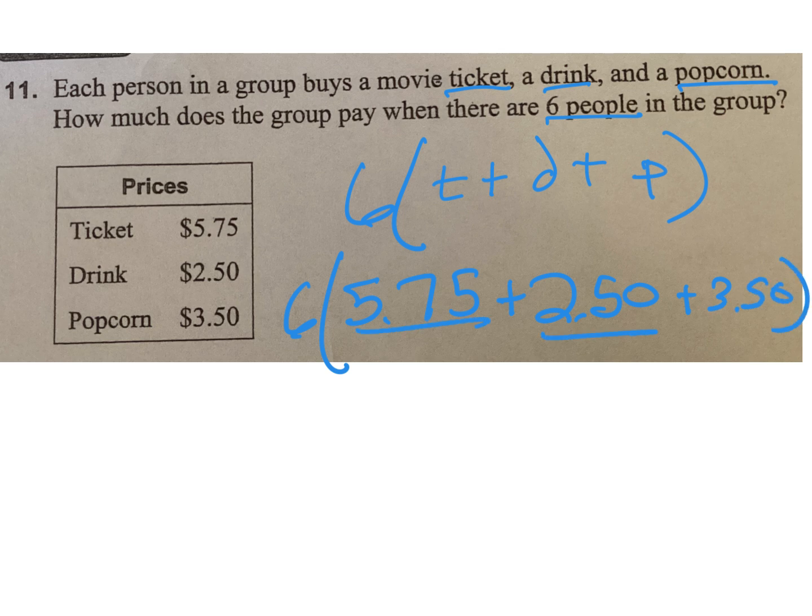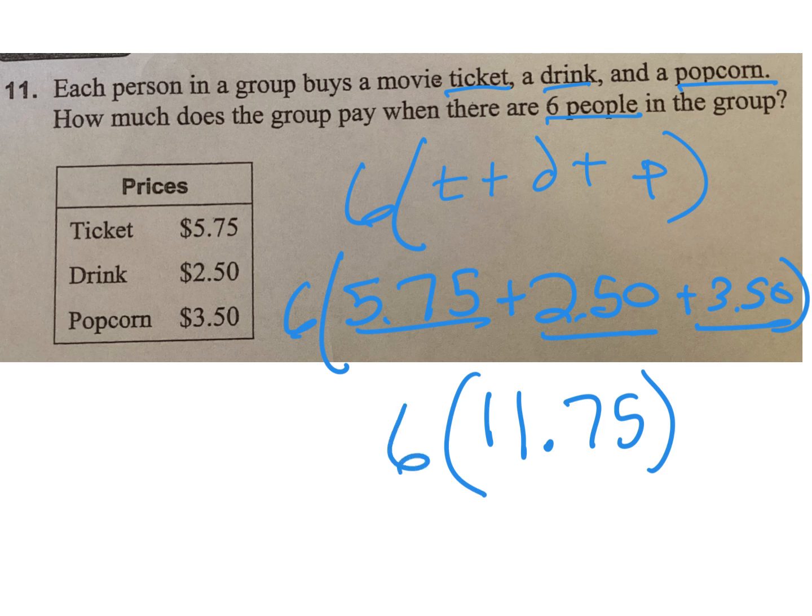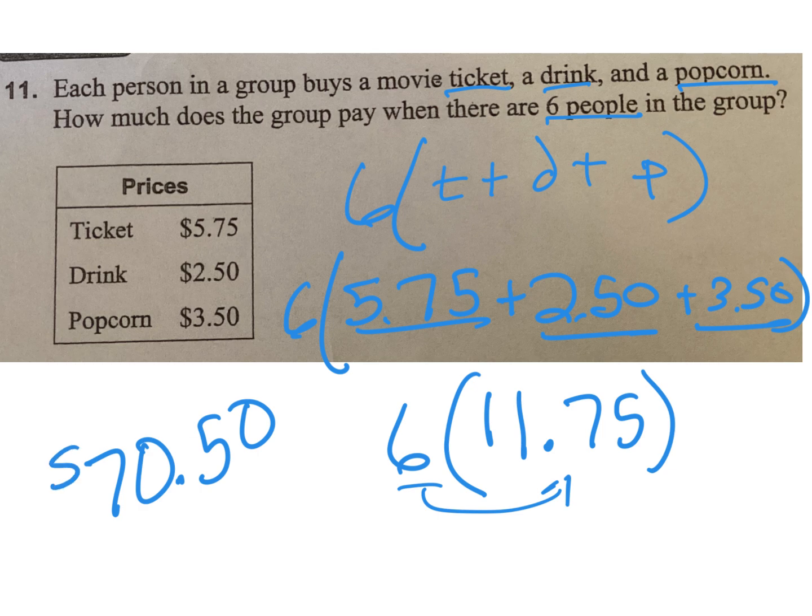Now these are all constant terms. They're all like terms, so I'm going to put those together, and it's going to get me 5.75 plus 2.5 plus 3.5. That gets me $11.75. So I've done everything in the parentheses. Now I just do 6 times that. And when I do that, it gets me $70.50. And that's the answer.